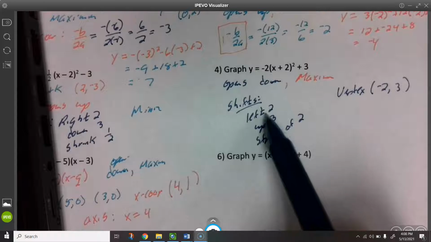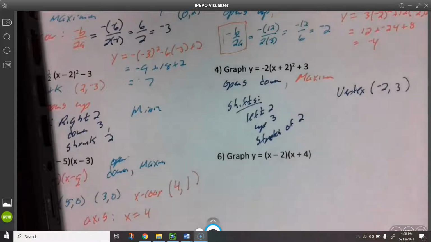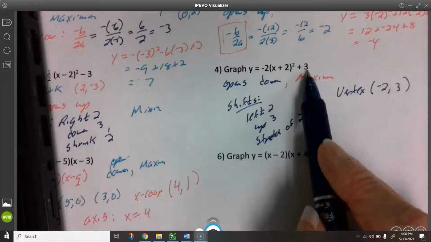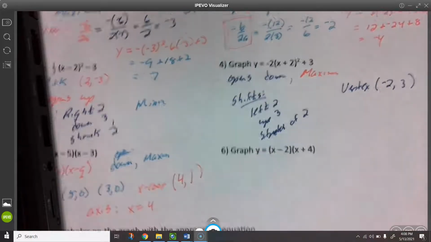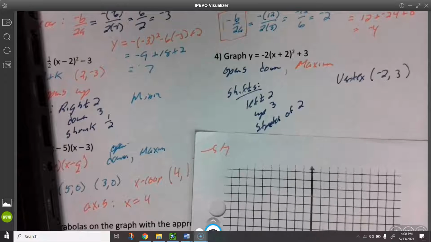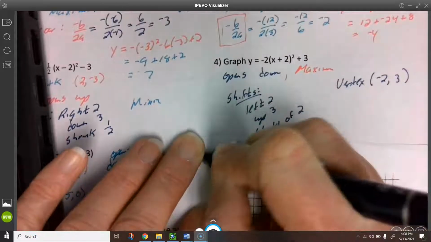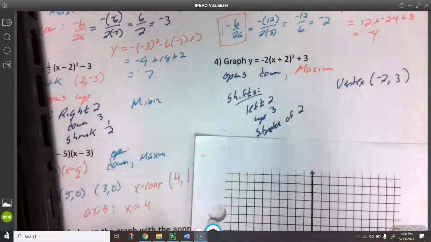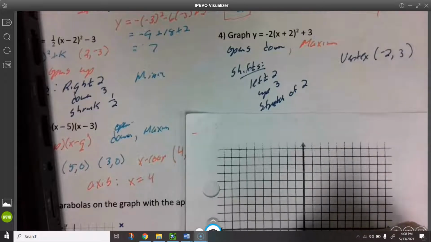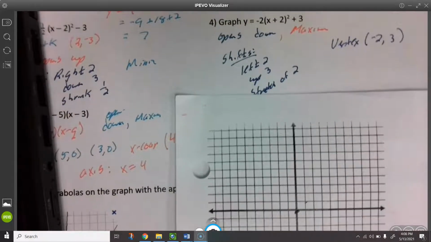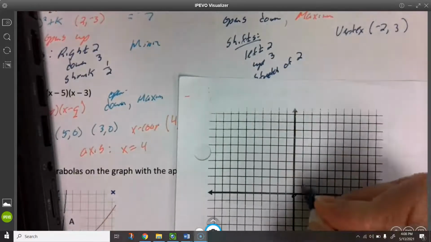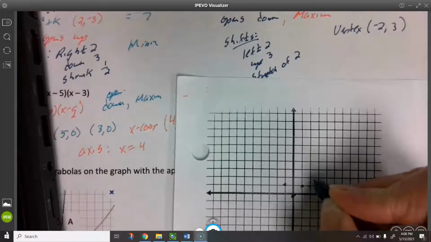So on this one we have a parabola that opens down, so it's a maximum. Shifts are -2, because remember we have to go opposite, and it's going to go up 3 with a stretch of 2. And I know it opens down, so some people would say stretch of -2. I'll let you decide which way you want to do that. Okay, so I'm going to graph what I know so far. I'm going to put in my parent function, and then 2 and 1, 2, 3, 4.